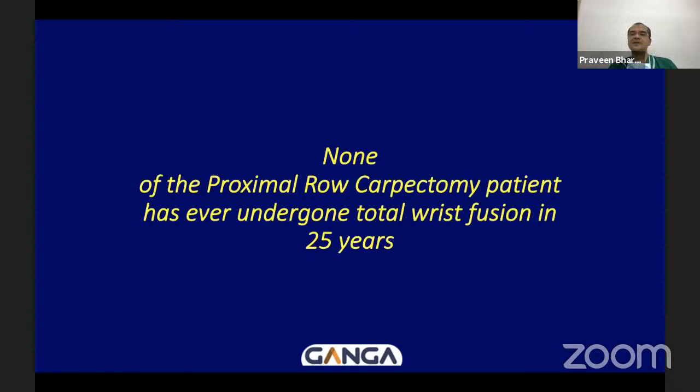Though there is always an apprehension that the PRC is not a perfect machine and it is going to go for arthritis, it is very nicely said that a malfunctioning machine is worse than an easily functioning, better machine. So PRC converts a complex wrist which is not working properly to a simple wrist which will work properly and painlessly. To our good surprise, we have never required to convert any of the PRCs to total wrist fusion in 25 years.